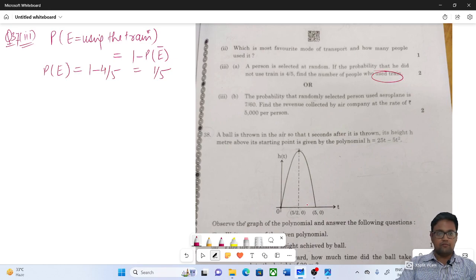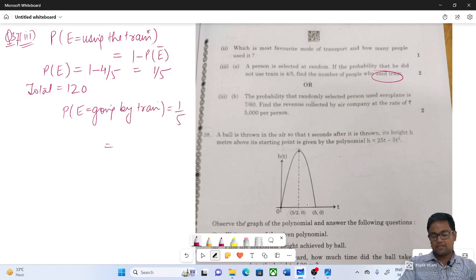Find the number of people who use the train. So we know that the total number of people are 120, but those who like going by train, or using the train, are 1/5. That means out of every 5 people, one person likes to go by train. But we do not have 5 people, children, we have 120 people, right? So in order to make 120 out of 5, I should multiply by 24, because at the bottom we multiplied 5 by 24 and that is how we got 120. That is, out of 120 people, 24 people like to go by train.